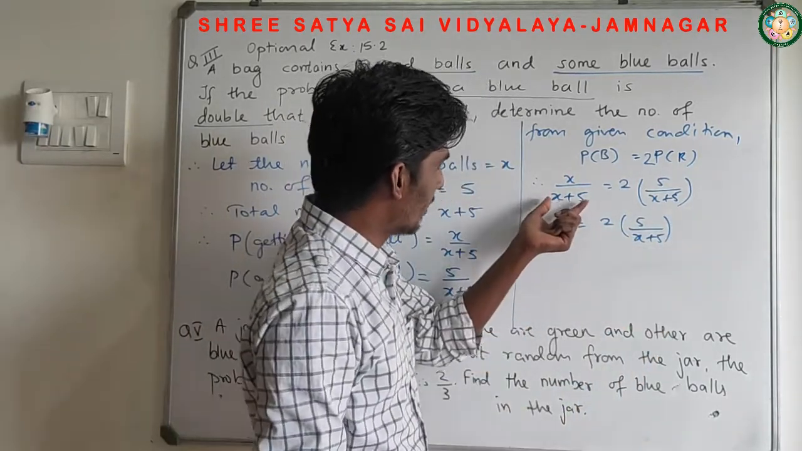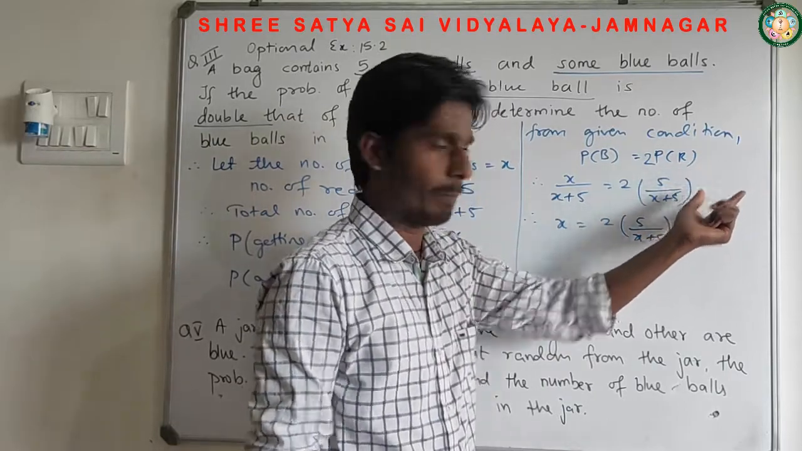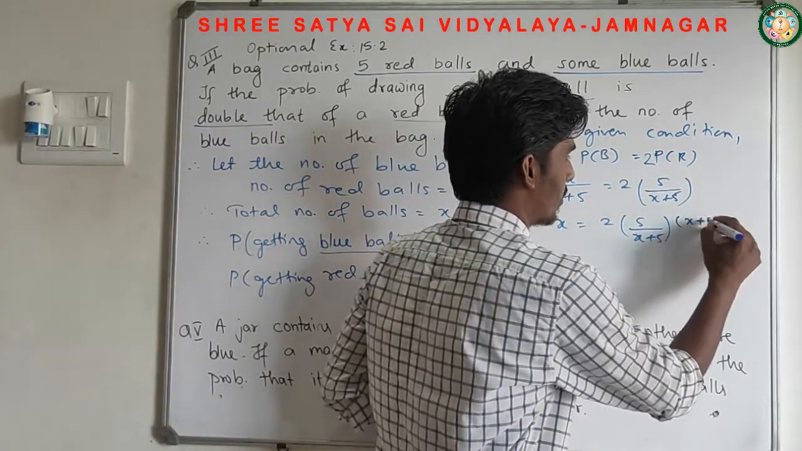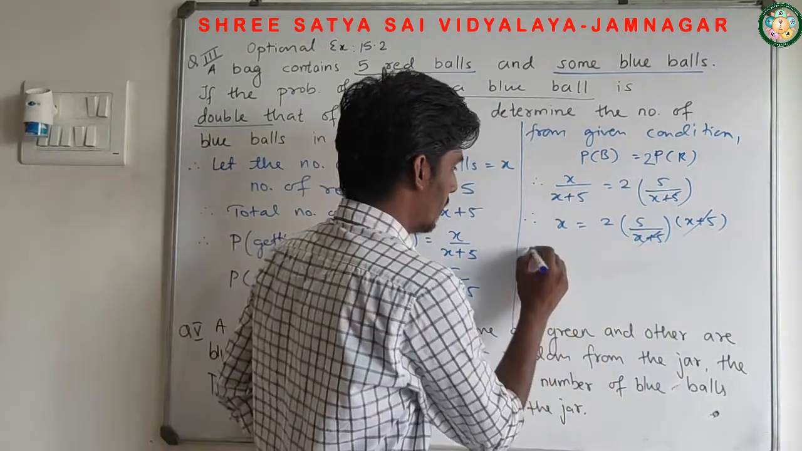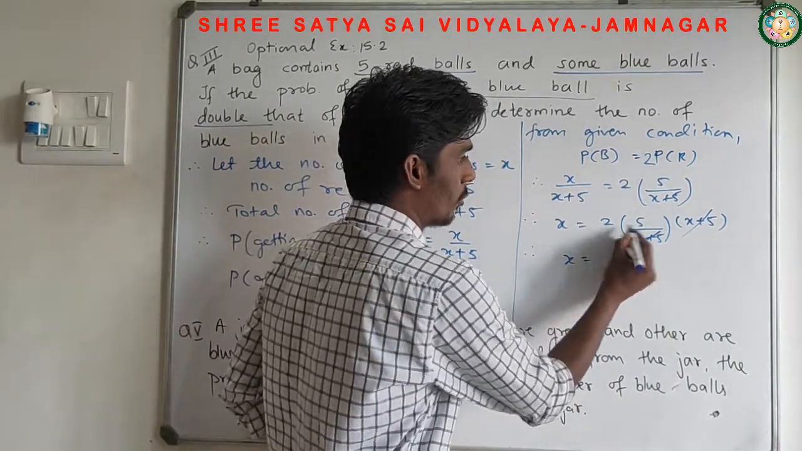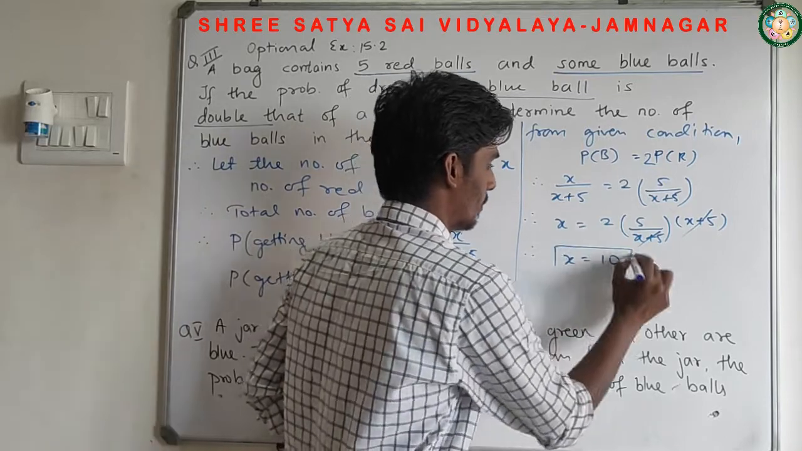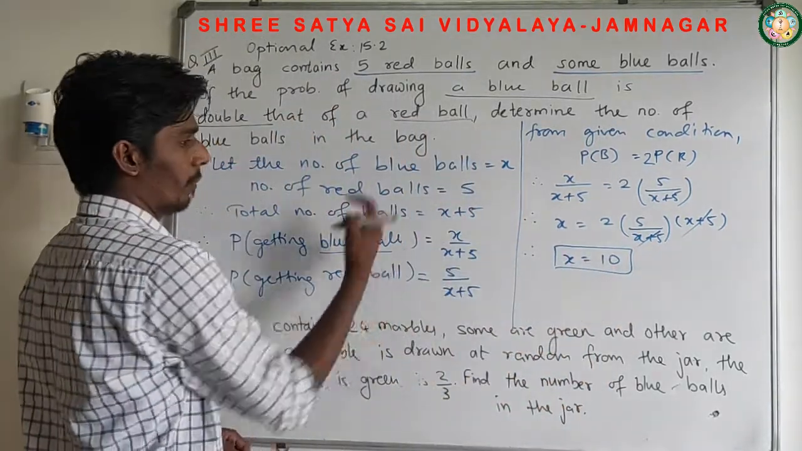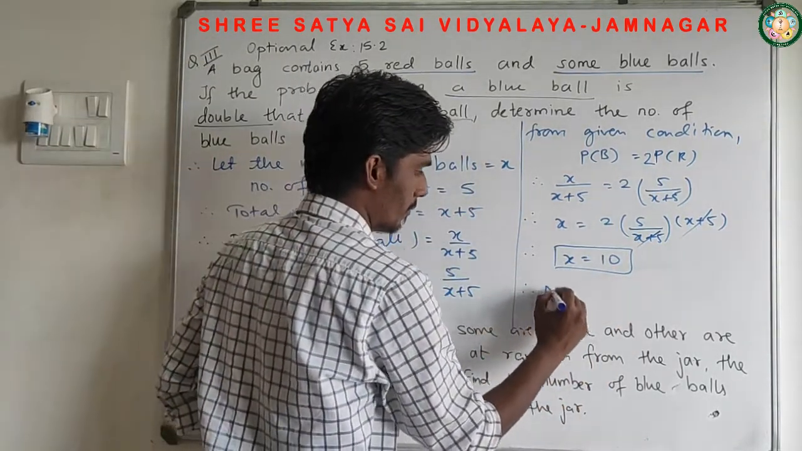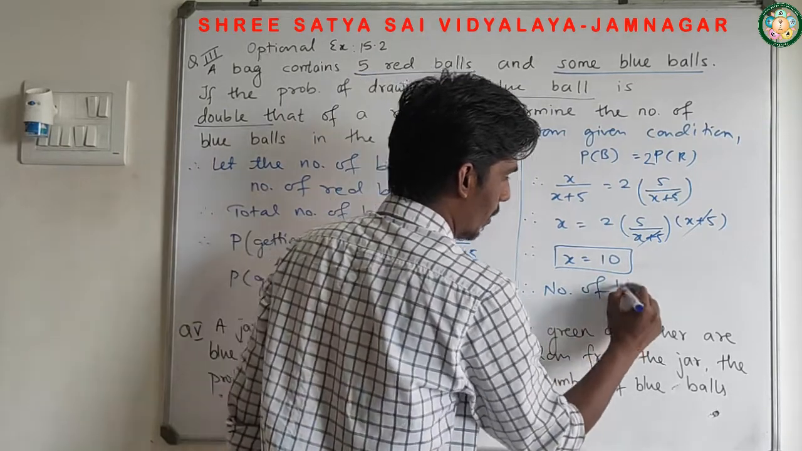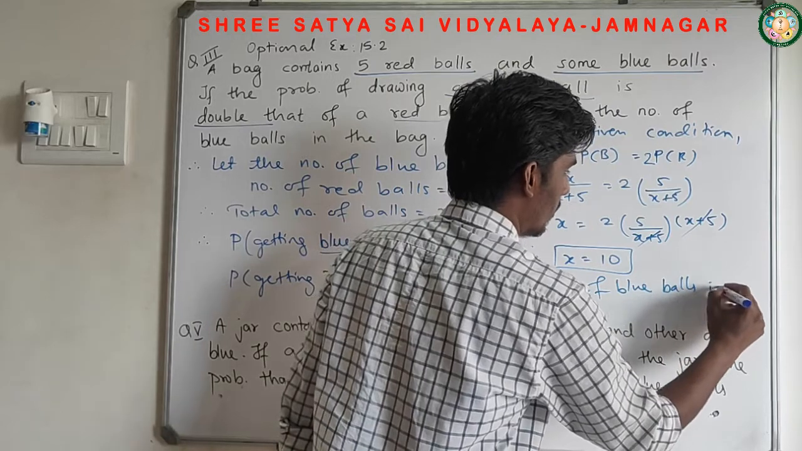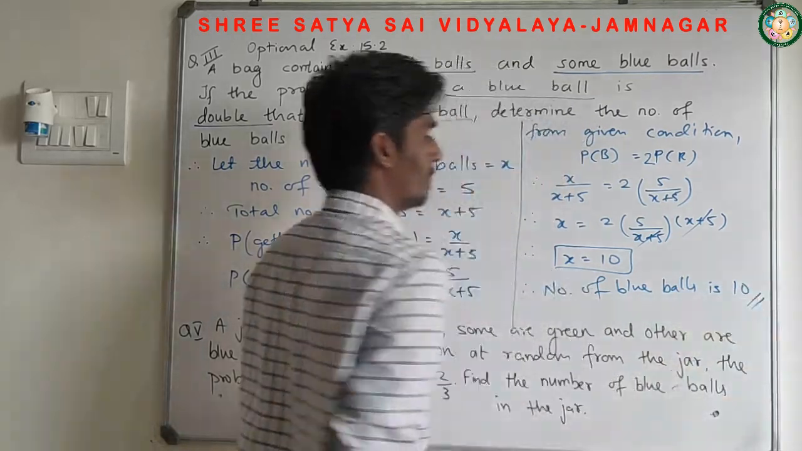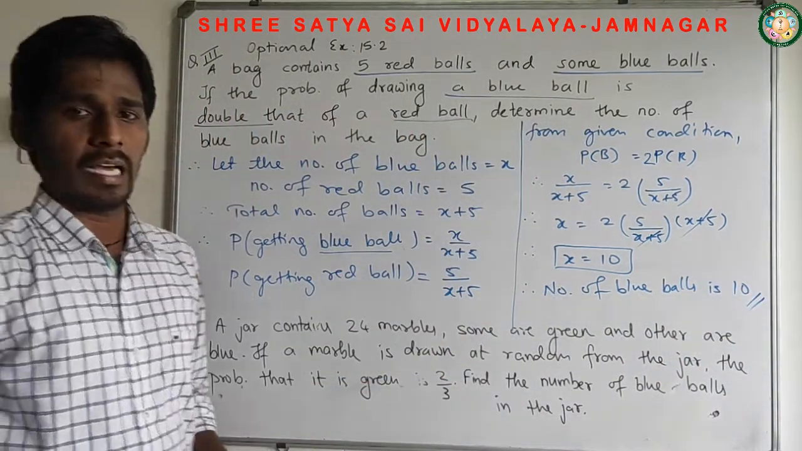Now, if I take this denominator here, it will get multiplied, and here it's what? X plus 5. So X plus 5 gets cancelled. So what is remaining here? Therefore, X equals 2 times 5, which is 10. So this 10 is what? Therefore, the number of blue balls is what? 10. So this is the way we got the answer.